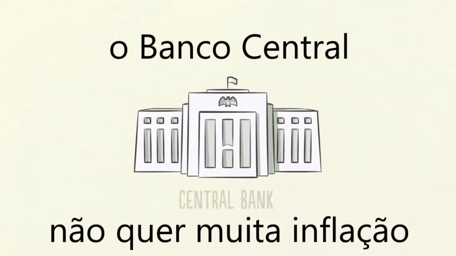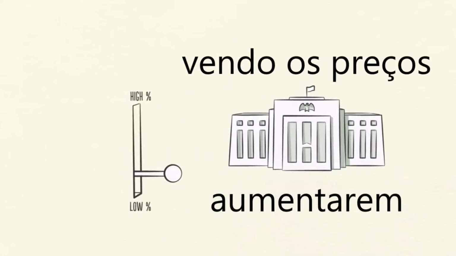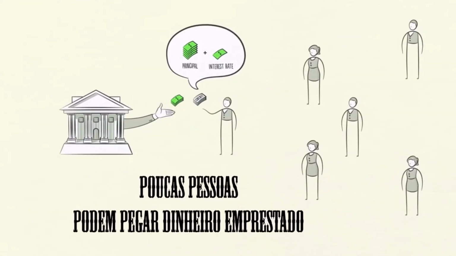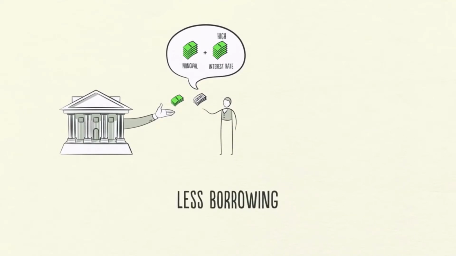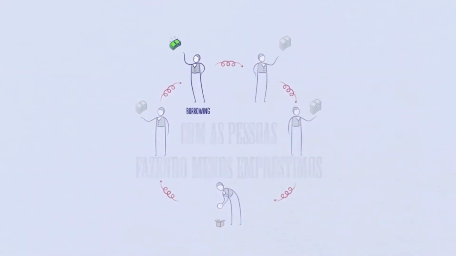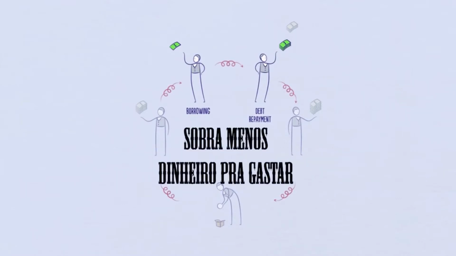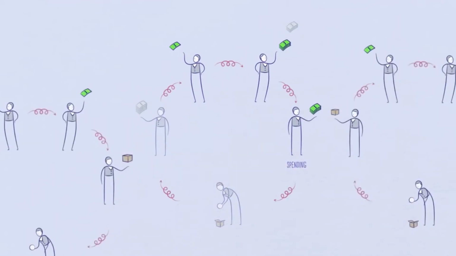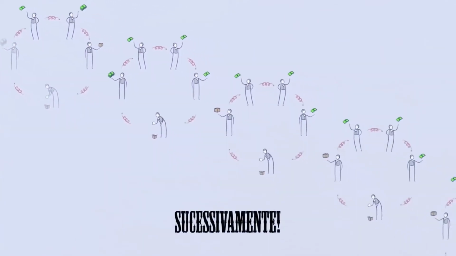The central bank doesn't want too much inflation because it causes problems. Seeing prices rise, it raises interest rates. With higher interest rates, fewer people can afford to borrow money, and the cost of existing debts rises. Think about this as the monthly payments on your credit card going up. Because people borrow less and have higher debt repayments, they have less money left over to spend. So spending slows. And since one person's spending is another person's income, incomes drop, and so on and so forth.